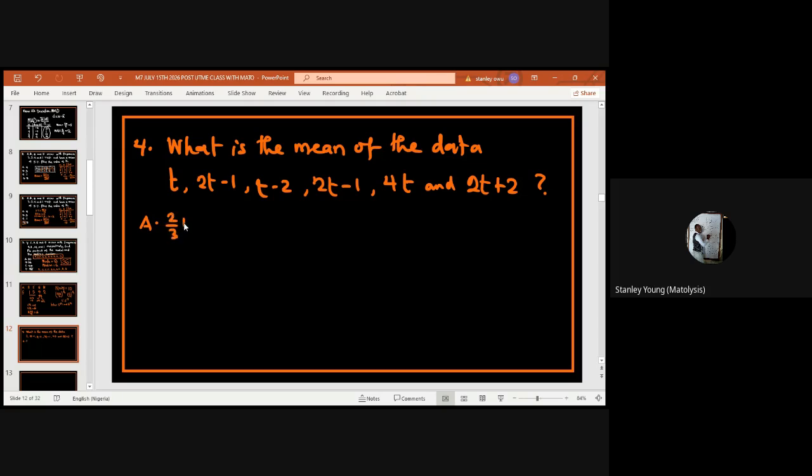I have 2 over 3 t plus 1. I have 2t. I have 2t minus 1. I have 2t minus 1 over 3.